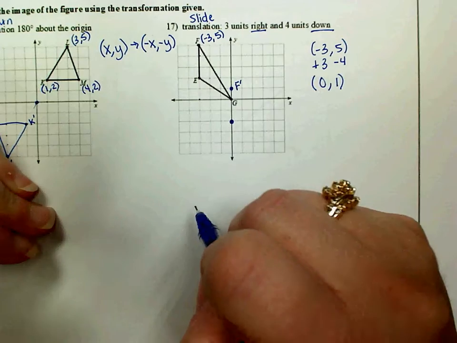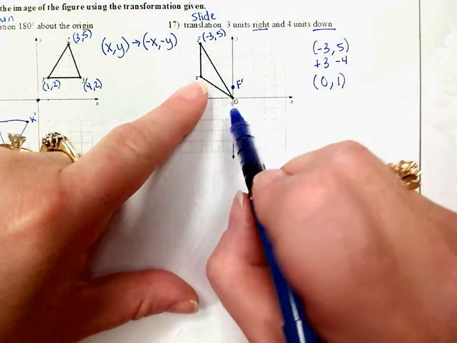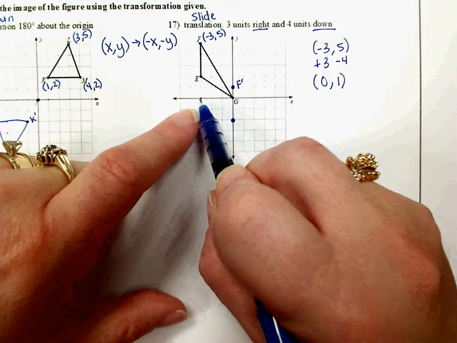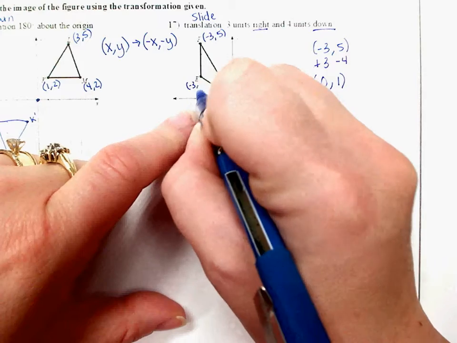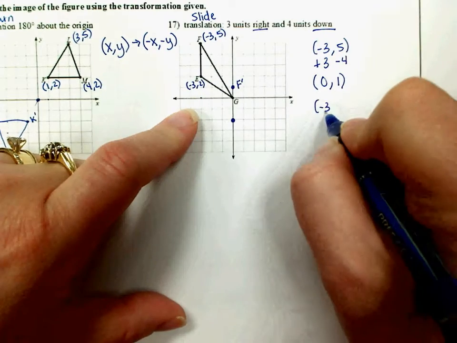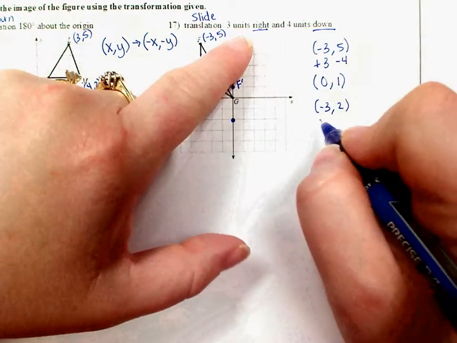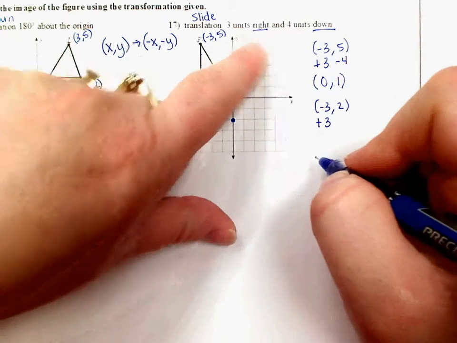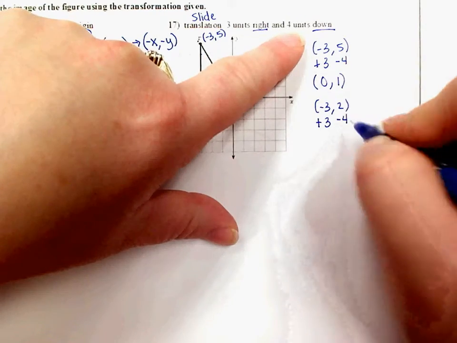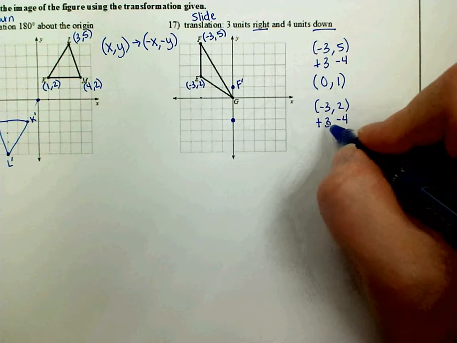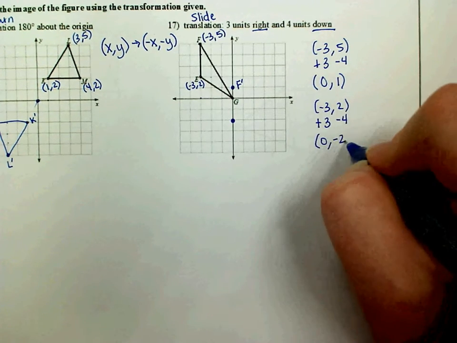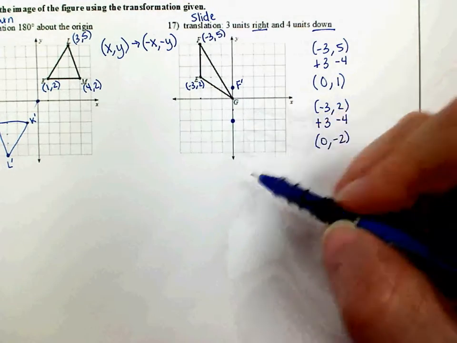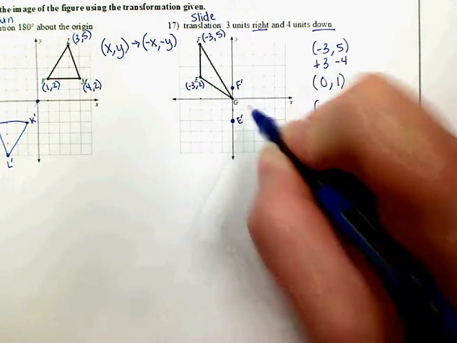I'm going to check it with my coordinates. My E was at 1, 2, 3 to the left, negative 3, up 2, so negative 3, 2. So I'm going to take negative 3, 2. 3 units to the right means add 3 to the X. 4 units down means subtract 4 from the Y. Negative 3 plus 3 is 0. 2 minus 4 is negative 2. 0, negative 2 is where my E prime ends up.